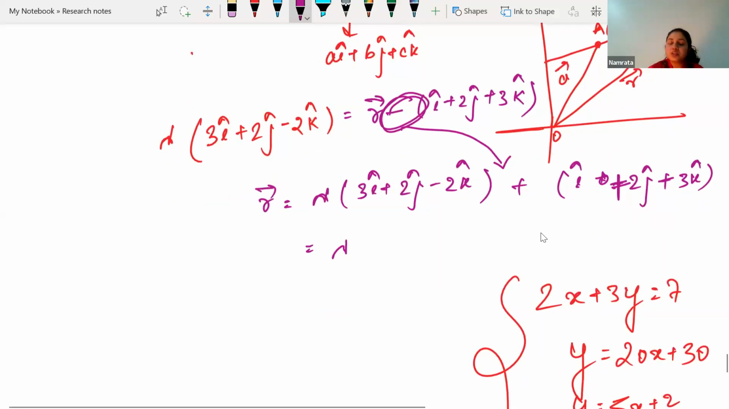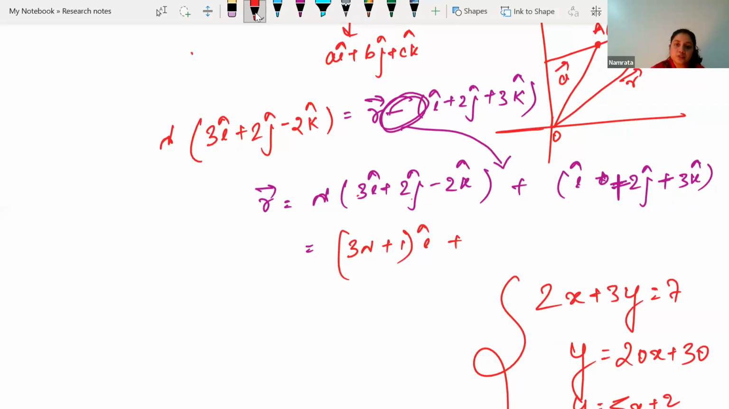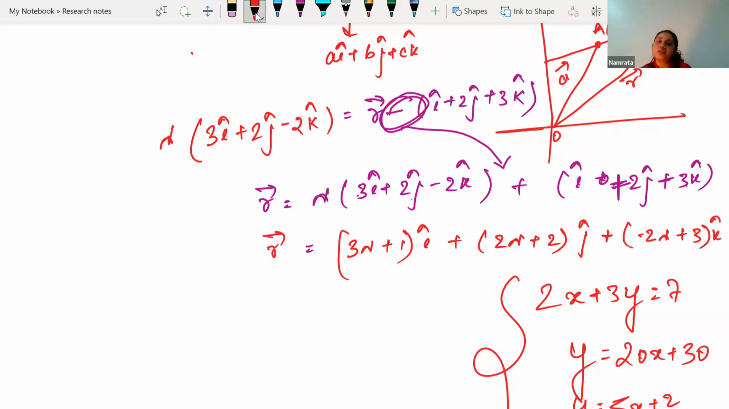So r will be, if we take unit vector i as common, unit vector j as common, unit vector k as common, directly we can write over here: 3 lambda from here and plus 1 from there, that is i cap, plus 2 lambda plus 2, j cap, minus 2 lambda. If you want to write plus over here, then you have to write minus 2 lambda like this, and plus 3, that is k cap. This is our equation of a line, the same line equation in vector form.